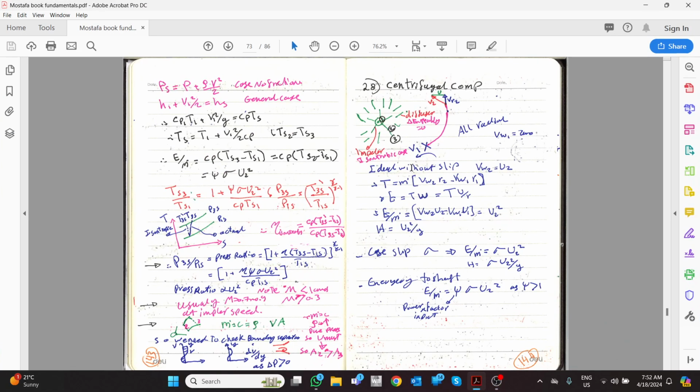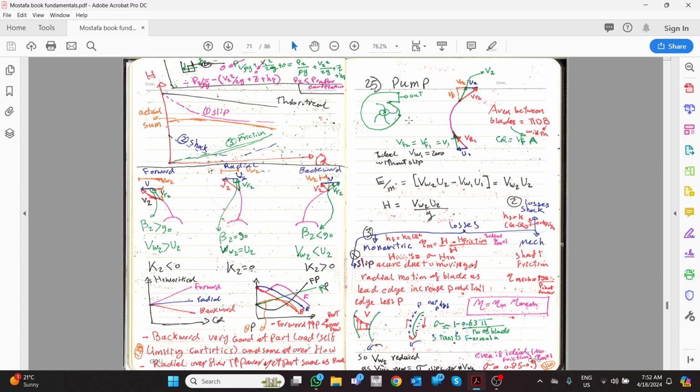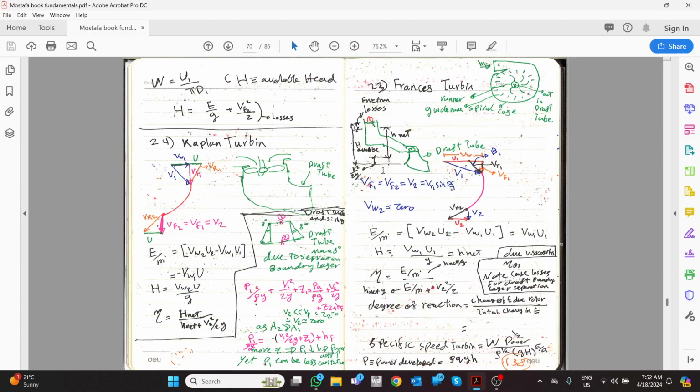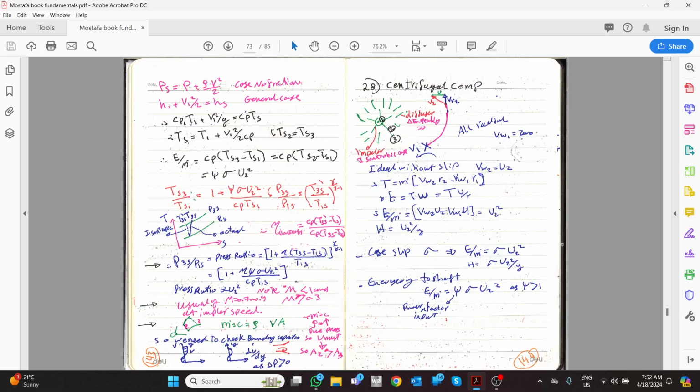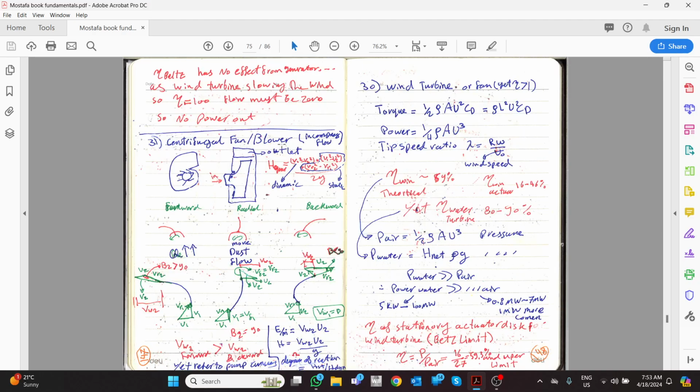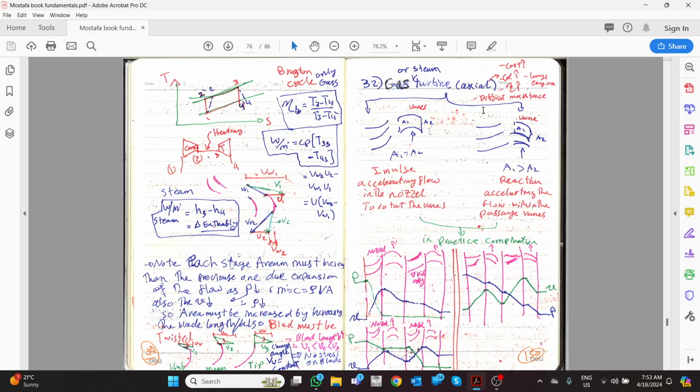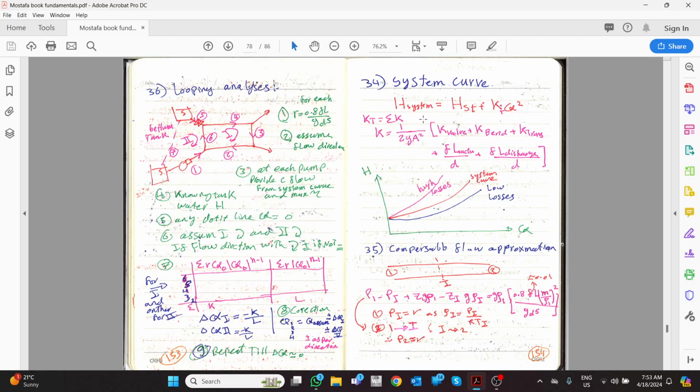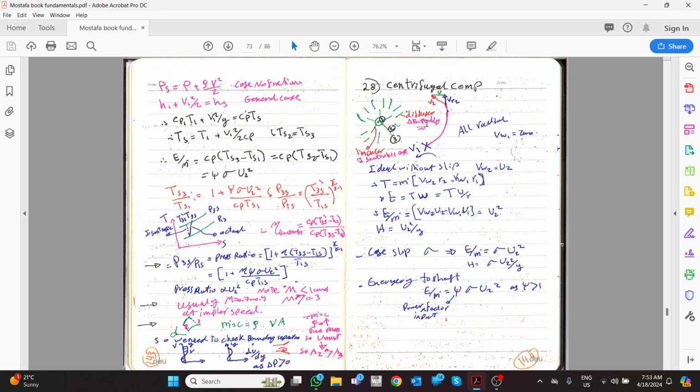Now we're going to continue in the compressible flows and its significance and its effect, based on what we already checked before. What we checked before for pumps and turbines was water, or incompressible flow. Now we have a centrifugal compressor or an axial compressor, centrifugal fans or blowers, a wind turbine or fans, and the gas turbine or the steam turbine, axial type. So what is the significance of having a compressible flow?